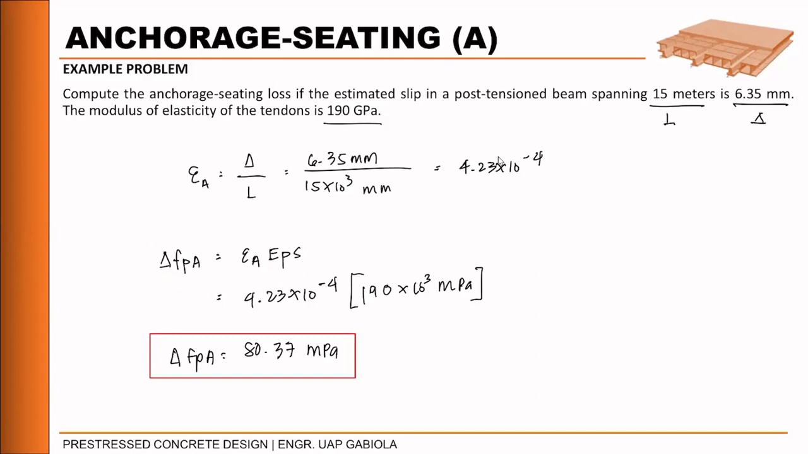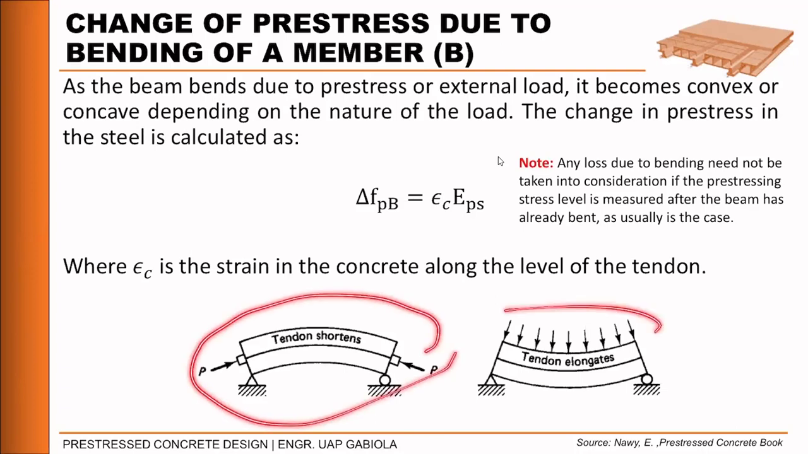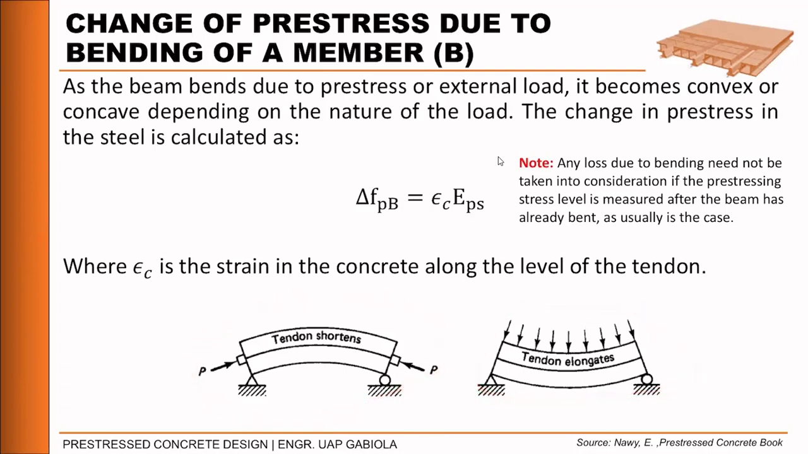Then for our change of pre-stress due to bending of a member, that's B. So as the member bends due to pre-stress or external load, it becomes convex or concave depending on the nature of the load. So we have convex, and then we have concave. Okay? So the change in pre-stress in steel can also be calculated using Hooke's law.